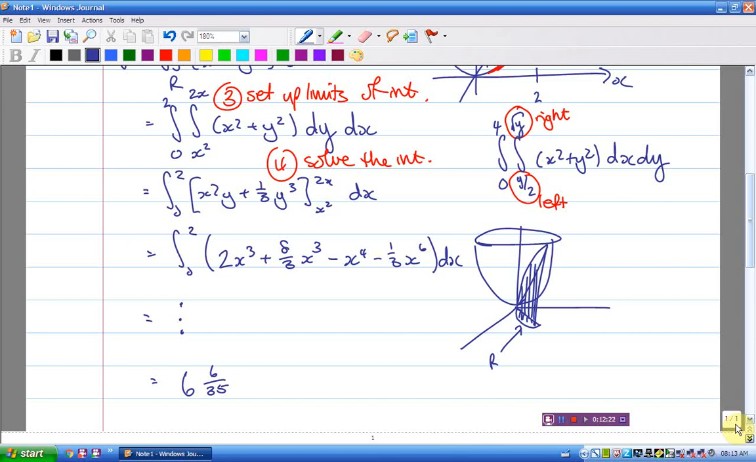I substituted 2x into what's inside the square brackets. So I've got x squared times 2x is 2x cubed, and then I substitute 2x and cubing it, so it's 8x cubed. Minus, I'm substituting in the x squared, so it's x squared times x squared. Minus, I'm substituting in x squared, and it's a third x to the 6. I think it's correct. Question at the front.